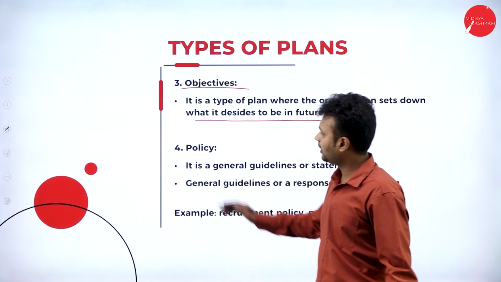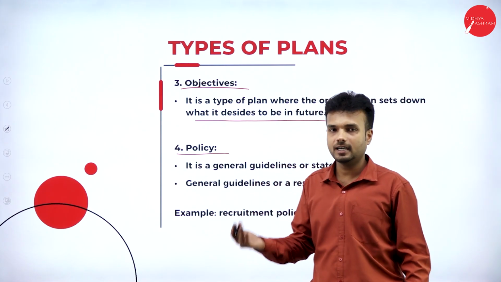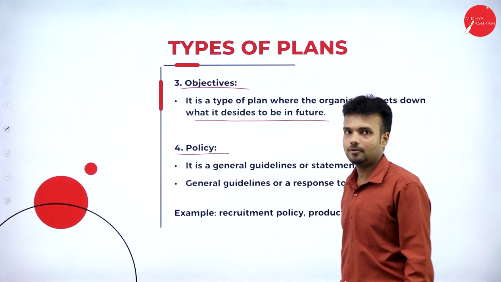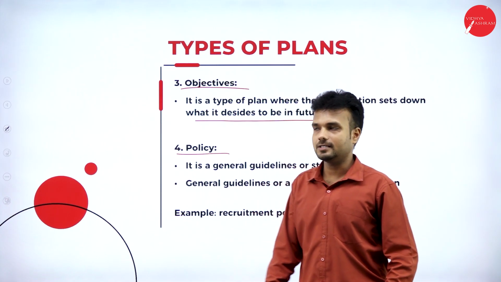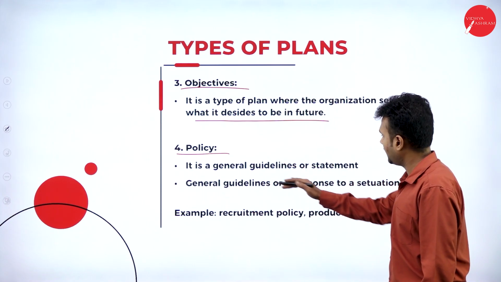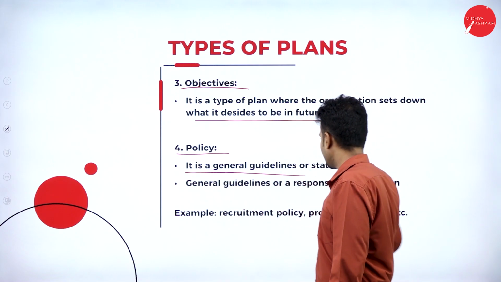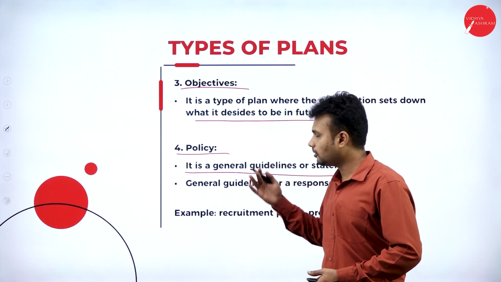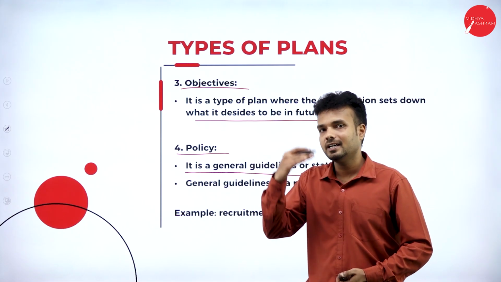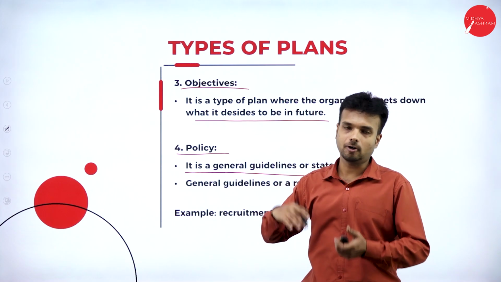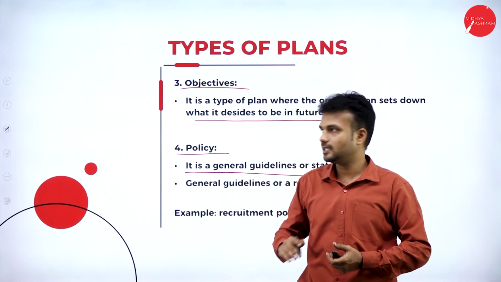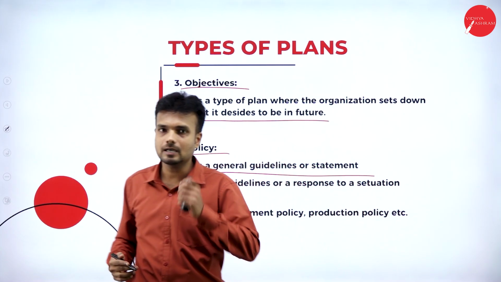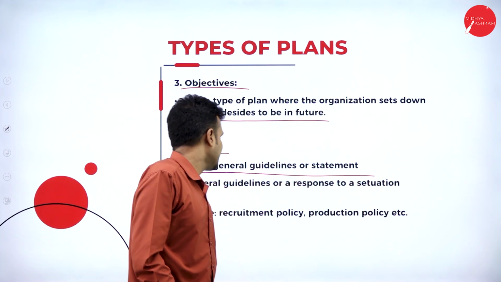Policy. In the organization, they are supposed to maintain different kinds of policy, such as recruitment policy, production policy, and sales policy. So there are various kinds of policy. What do you mean by policy? It is a general guideline or statement. Who prepares the policies of the organization? It is prepared by the top level management or the administrative management. These policies, rules, regulations or procedures of the organization are prepared only by the top level management.